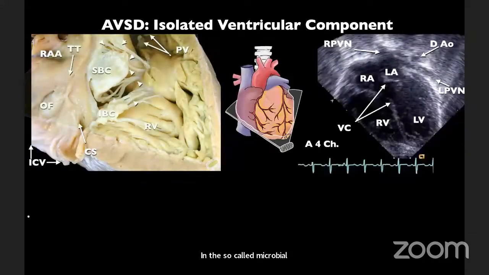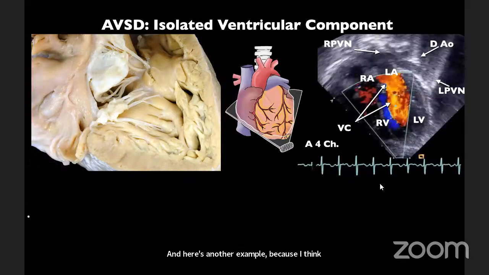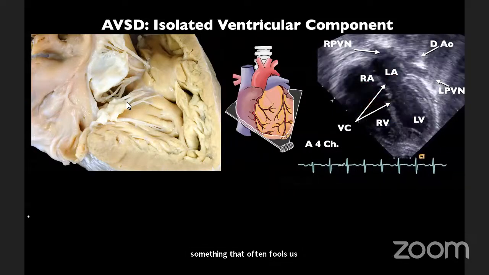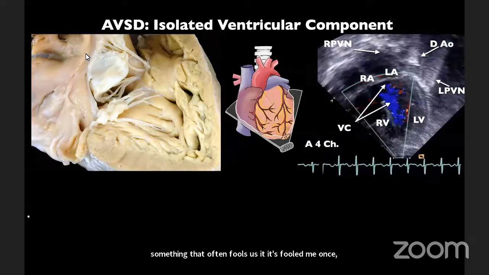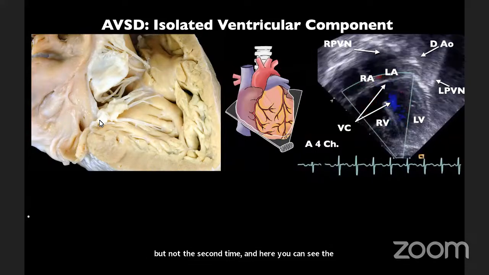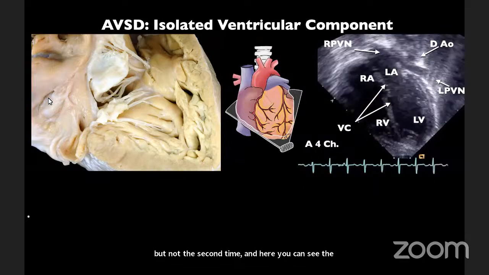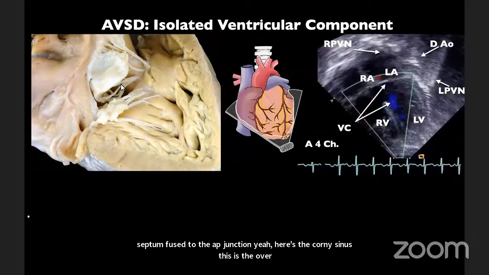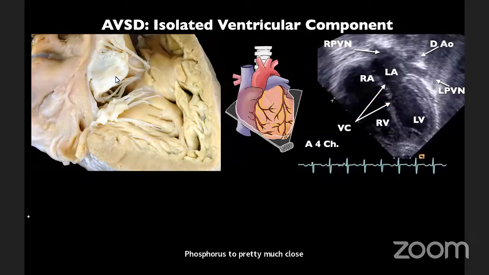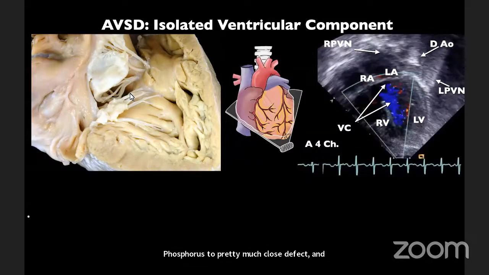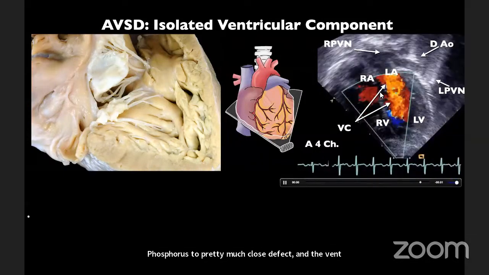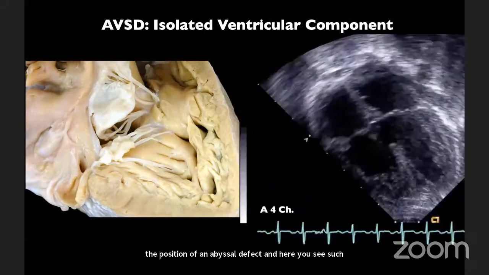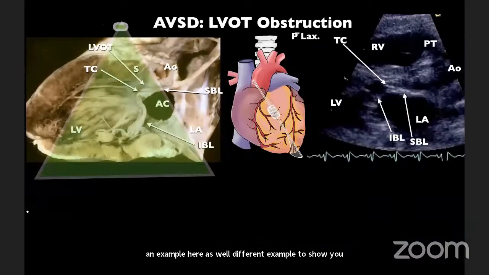And here's another example, because I think that this is something that often fools us. It's fooled me once, but not the second time. And here you can see the septum fused to the AV junction here. Here's the coronary sinus, there's the oval fossa, pretty much closed, and the communication is below the level of the AV valves in the position of an AV septal defect. And here you see such an example here as well. A different example to show you that it's not just an isolated fluke.